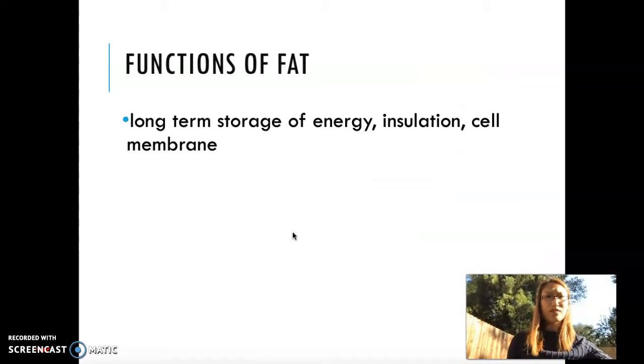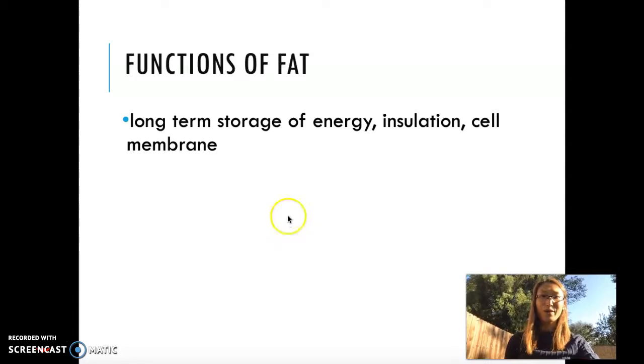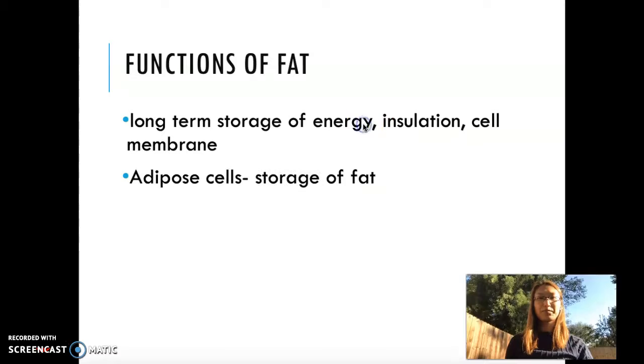Functions of fat. We have long-term storage of energy, insulation, right? You know, polar bears have a lot of fat, and they're totally fine the way they are, right? They're used in cell membrane as well. There's a specific type of cell in our body that stores fat. It's called the adipose cell.